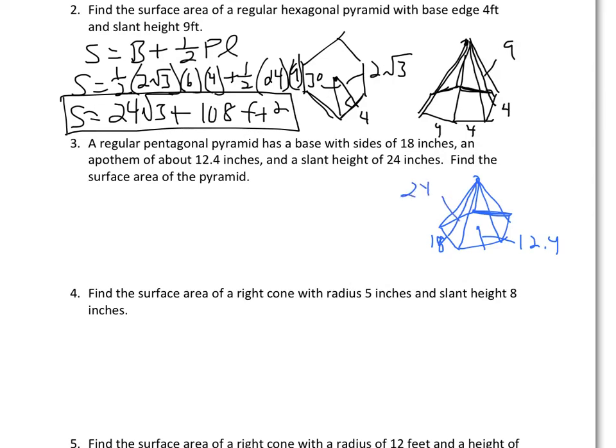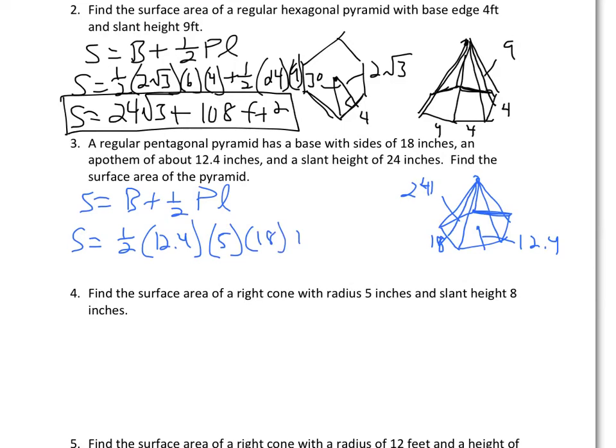Find the surface area of the pyramid. So we need S equals B plus 1/2 PL. Luckily, they literally give us everything. All right, the area of a pentagon, remember, is 1/2 ANS. So S equals 1/2. The apothem is 12.4. The number of sides is 5. Side length is 18. Plus 1/2 times the perimeter, which is 5 times the side length of 18, so 5 times 18 is 90, times the slant height of 24.